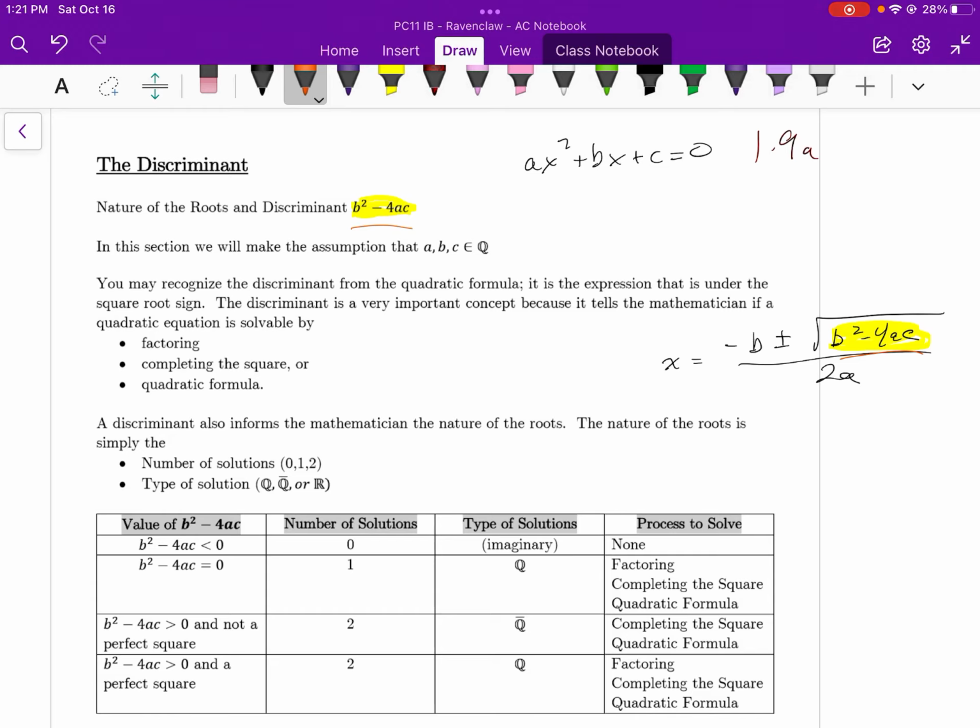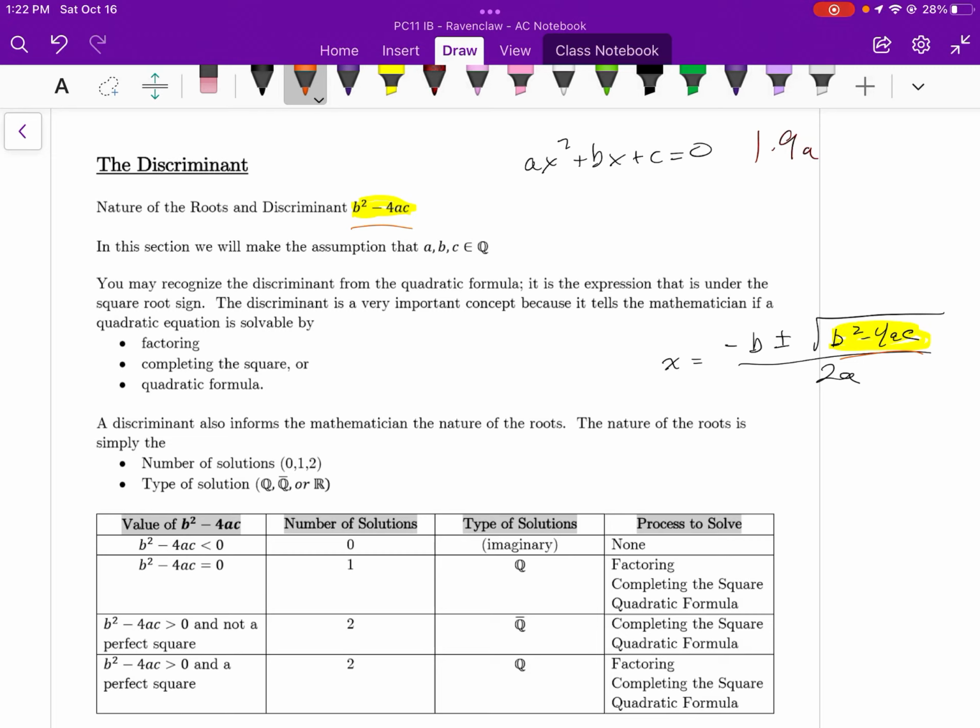It also helps us to determine if factoring is the best option. If it's not the best option, well, then we have to go on to other ideas like completing the square or the quadratic formula. So the discriminant tells us if something's factorable.